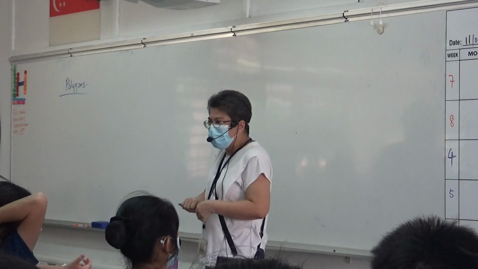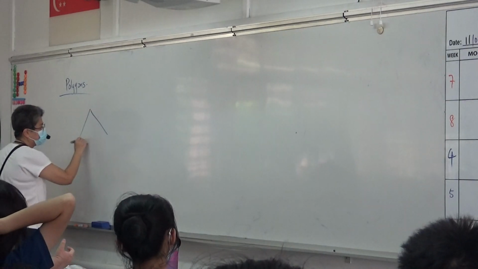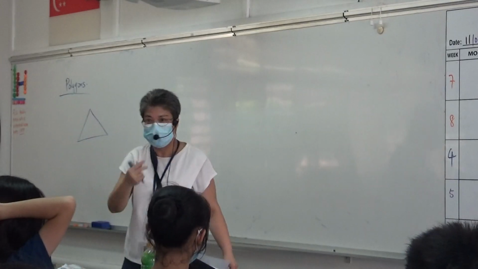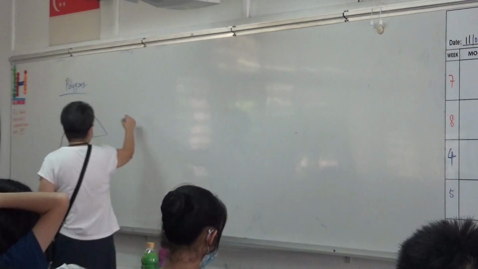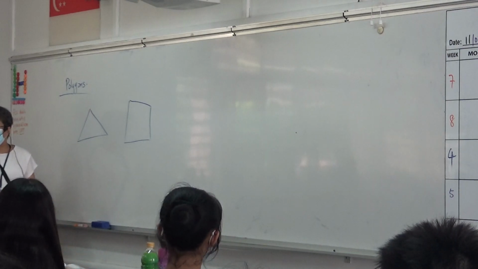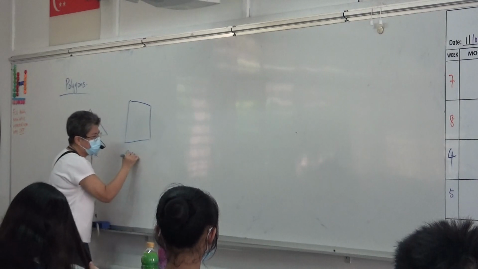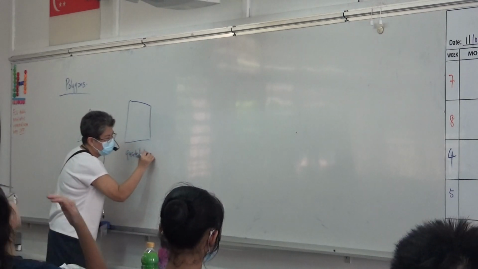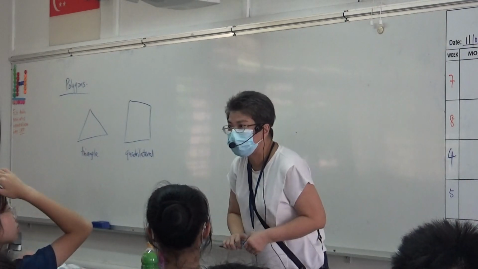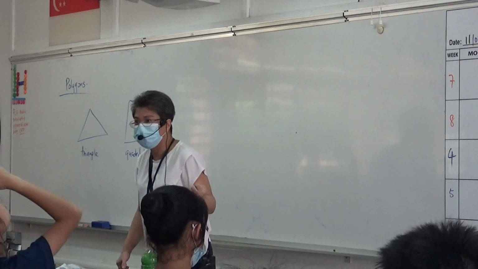Now, the simplest polygon that I have is the triangle. This is the simplest polygon, three-sided. Okay? The four-sided polygon is called a quadrilateral. So this is called a triangle. This is called a quadrilateral. And for quadrilateral, there are many types, right? There's a square, there's a rectangle, there's a kite, there's a rhombus, there's a trapezium, and so on, right?